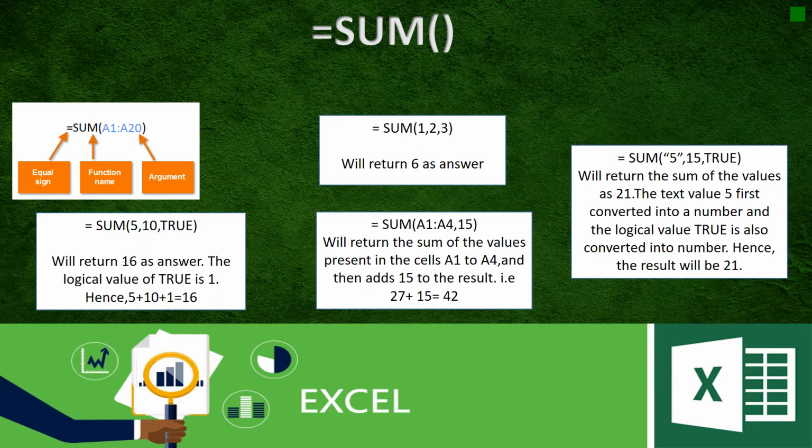Clear? Here I have used the range also, and I have given the number also. So it will return the sum of the values present in the cells A1 to A4. First of all, it will add the values present in this particular range. Then whatever sum or answer comes, that will be added to the 50. The same way I have got 42 here. So this is how we can use the sum function.